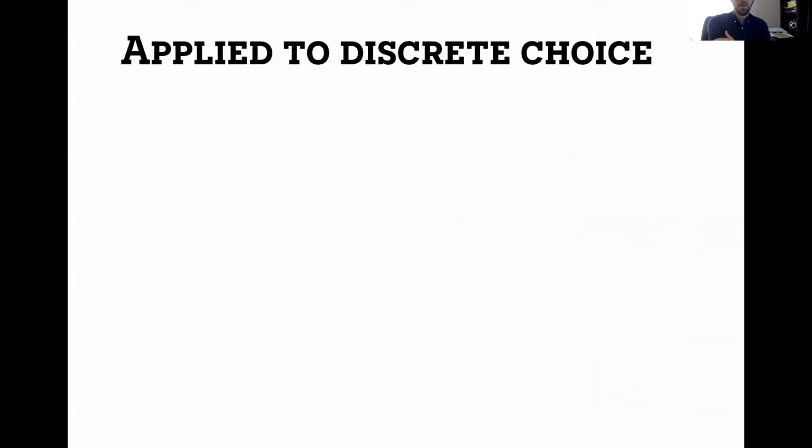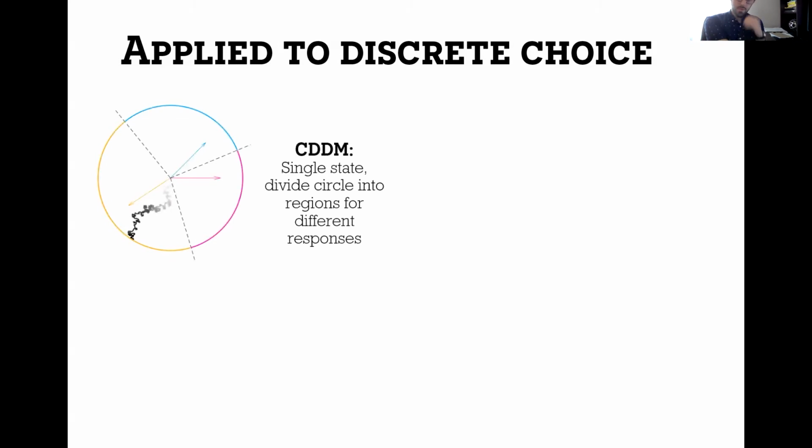Applying them to discrete choice, I'm going to talk about 4 specific models that I think span the range of ways that we can apply continuous models to discrete choice. The first one is the circular diffusion model. This one is pretty well fleshed out, which makes it really easy to think about.